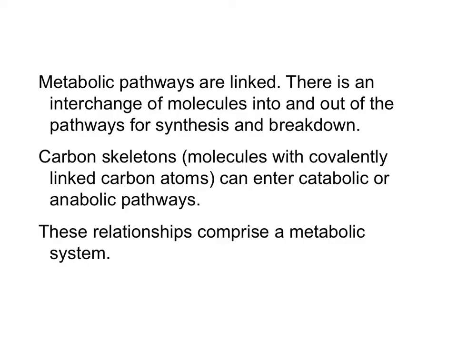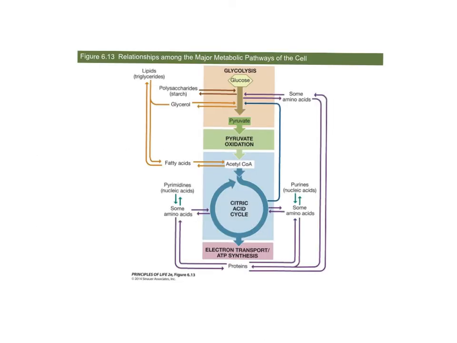Metabolic pathways are linked. There is an interchange of molecules into and out of the pathways for synthesis and breakdown. Carbon skeletons, molecules with covalently linked carbon atoms, can enter catabolic or anabolic pathways, and these relationships comprise a metabolic system. What that means for us is that this complicated pathway that we've now finished and covered, starting with glycolysis, going to the oxidation of pyruvate, through the Krebs cycle, and the electron transport chain to produce ATP through oxidative phosphorylation can be completed even without the presence of glucose.